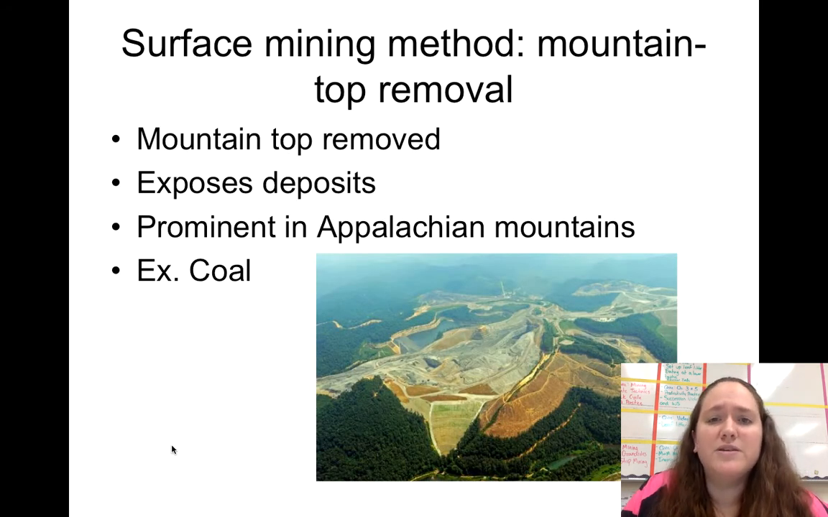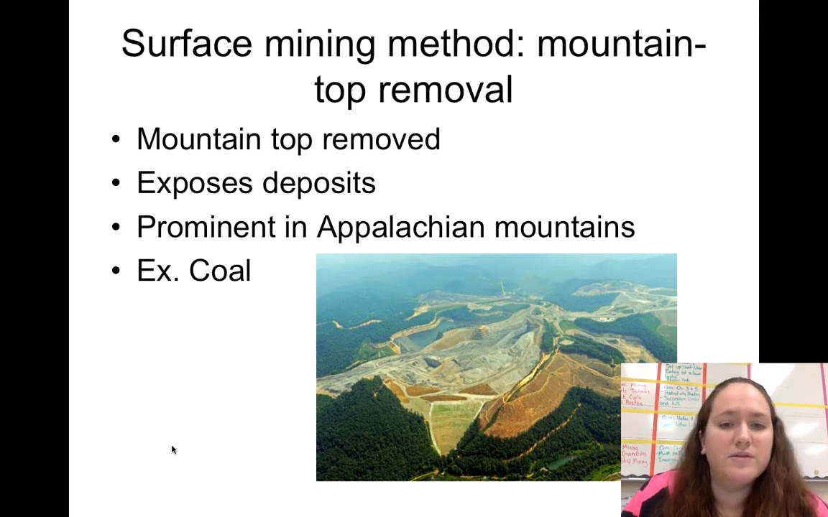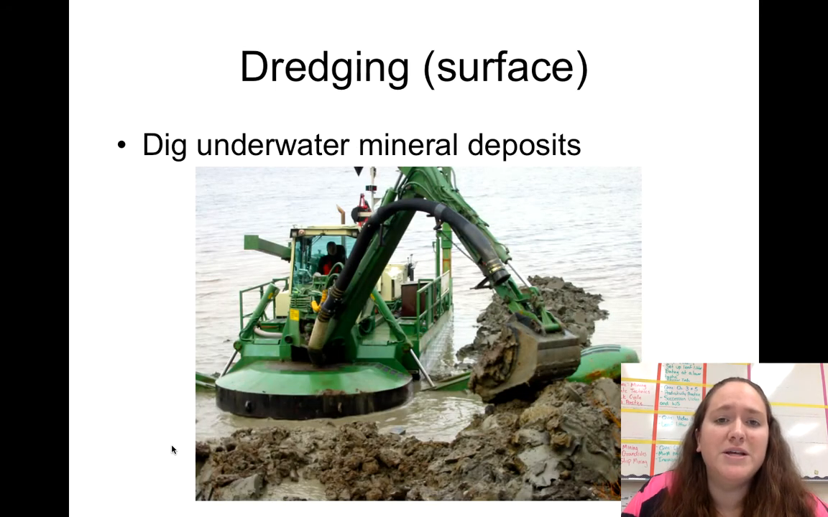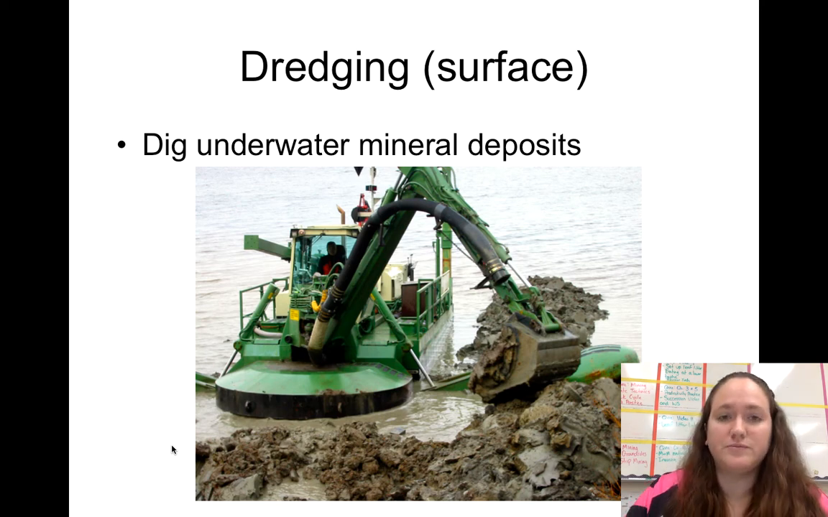So surface mining methods, another one, mountaintop removal. It's basically exactly what it sounds like. You're taking the top off of a mountain. As you can imagine, this is going to cause lots of environmental problems. We do this a lot in the Appalachian Mountains, and usually we're looking for coal. Dredging is basically taking a big scoop, imagine, and hitting the surface of the water, underneath water. So you're basically taking a scoop and trying to pull up anything that's underneath the water.